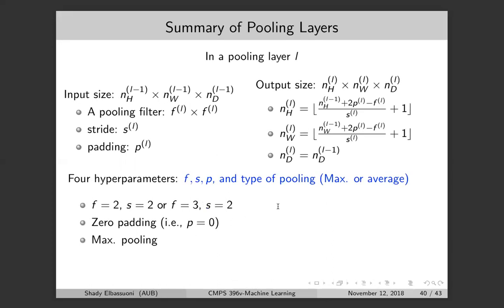Here are typical settings for a pooling layer. You have the filter equal to 2, the stride is equal to 2, or the filter is equal to 3 and the stride is equal to 2. Use typically 0 padding, p is equal to 0, and typically use maximum pooling. And then the number of learnable parameters per pooling layer, again, remember it's equal to 0 because I'm not learning any weights. There are no weights to learn. I'm just applying either average over the pixel values or maximum over the pixel values to downscale them.